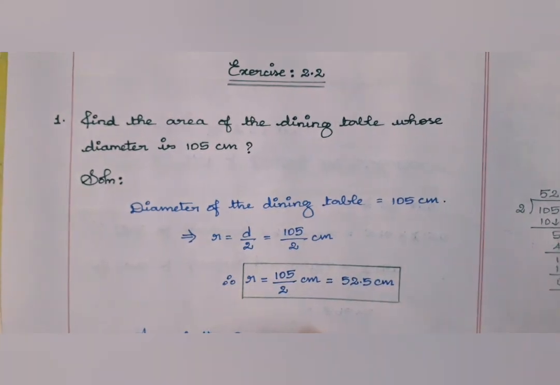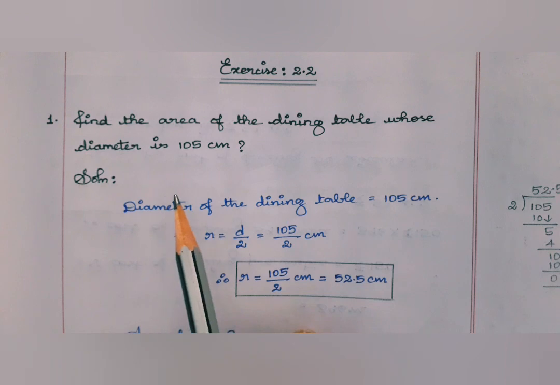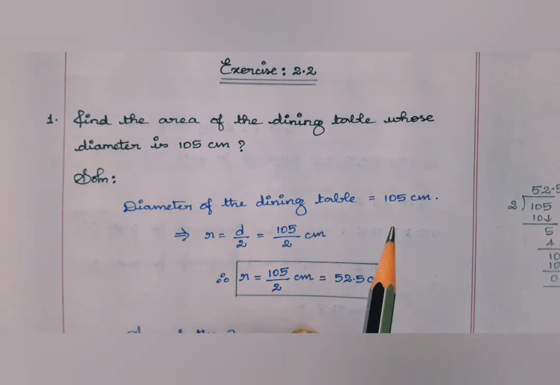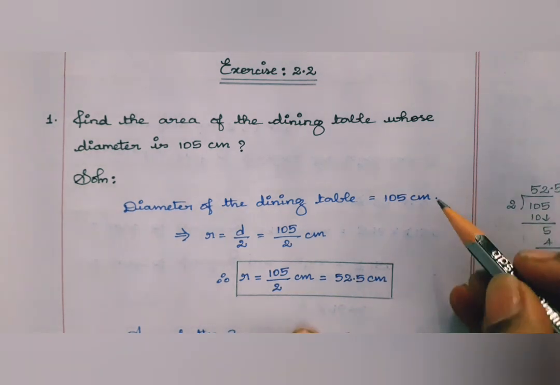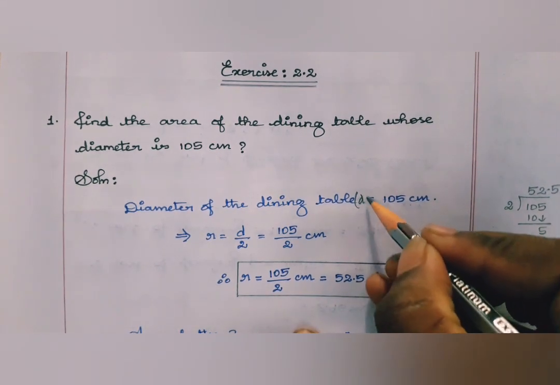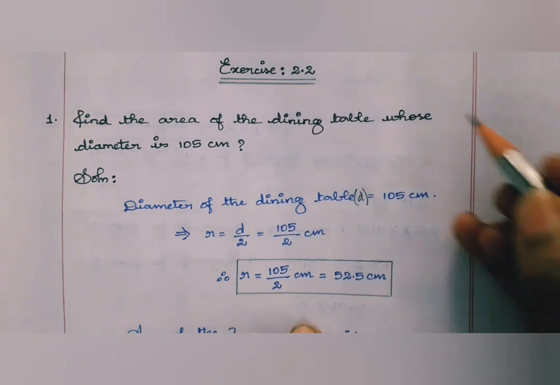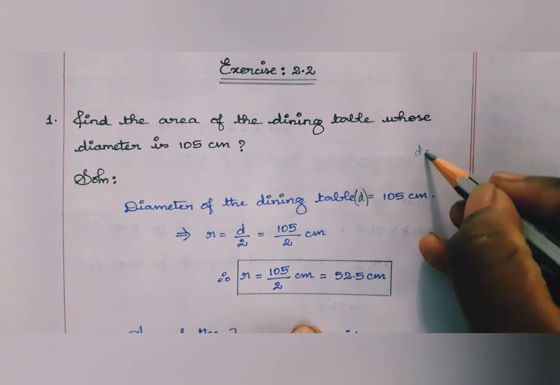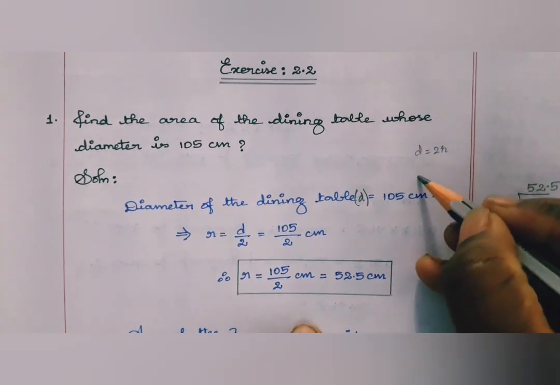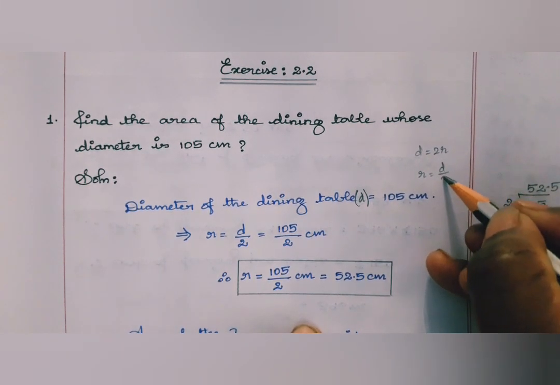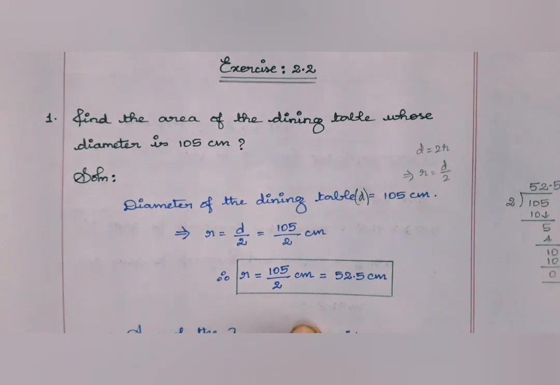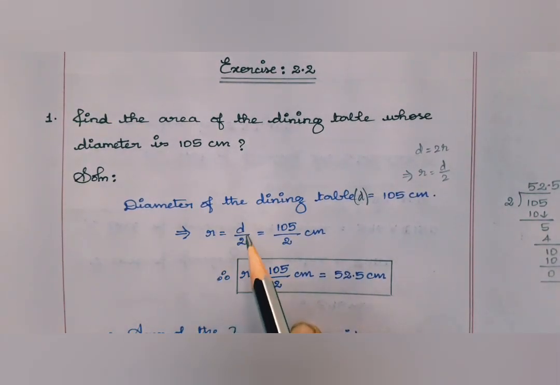Find the area of the dining table whose diameter is 105 centimeters. The diameter of the dining table has been given as 105 centimeters, that is D. D is equal to 105 centimeters. From D we can find R, because we know that D is equal to 2R. Therefore, R is equal to D by 2.